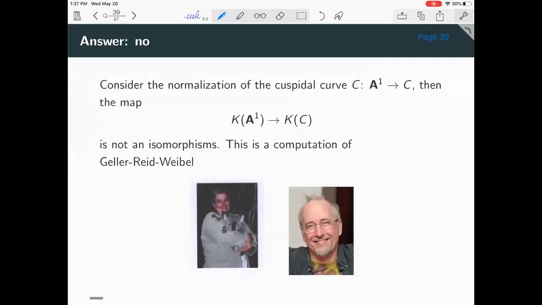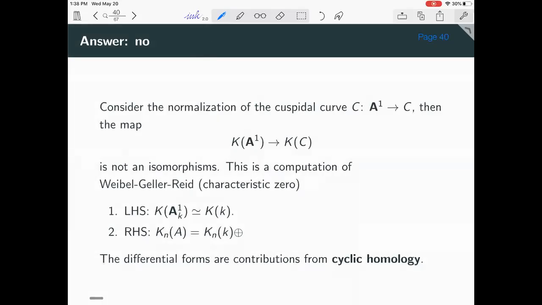So let's see what happens. Chuck came out already, and that's Sue Geller, and that's Les Reid. Geller, Reid, and Weibel considered the situation of trying to understand the algebraic K-theory of the cuspidal curve versus the algebraic K-theory of A1. Their answer is kind of nice. This is in characteristic zero, and let me just say that in characteristic p, this is like Geisser–Hesselholt, but that's less relevant to the ideas of this talk.